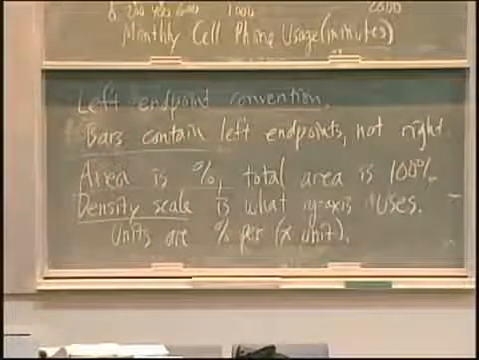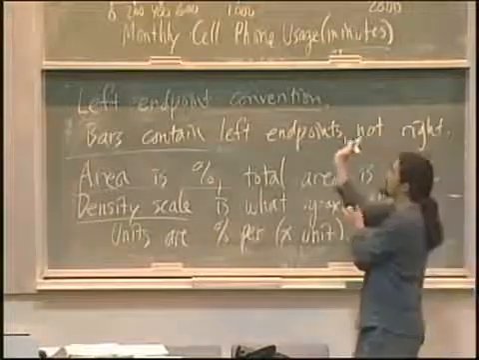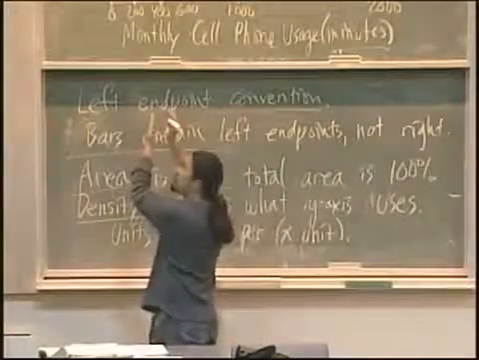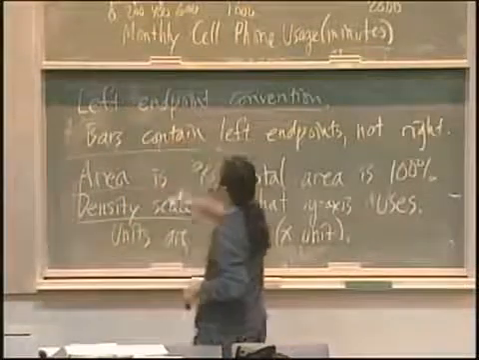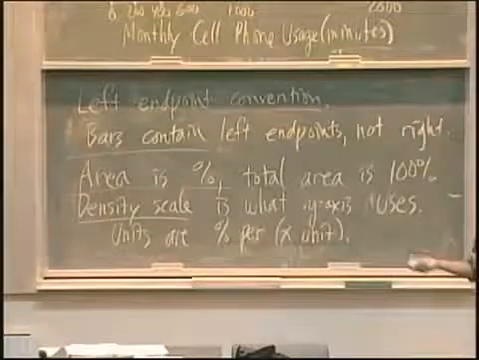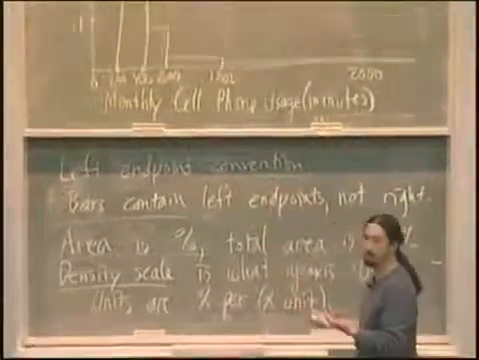And the reason why that is, is to make it so that when you multiply the width in x units times a height in percent per x unit, the answer is in terms of percent. Right? Multiply percent per minute times minutes, you get percent.